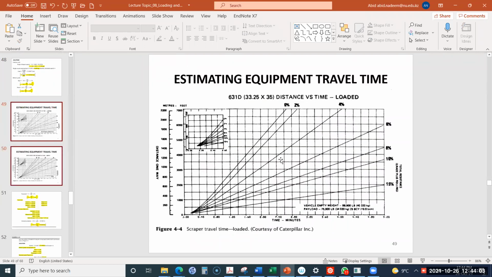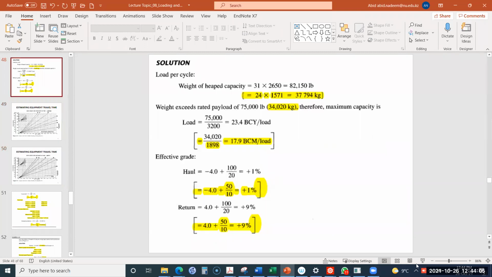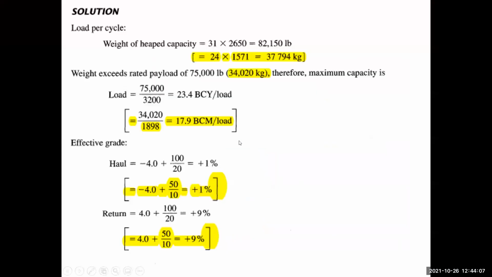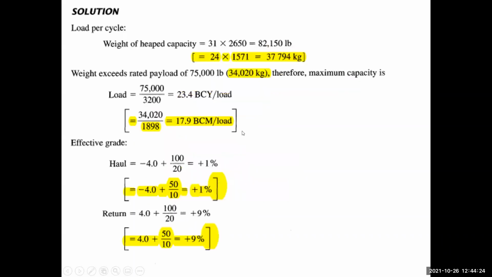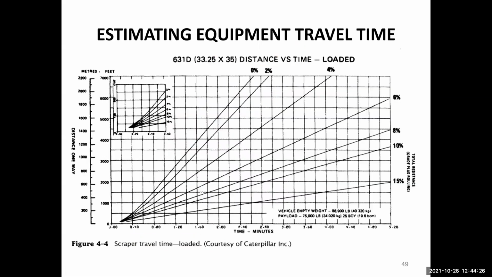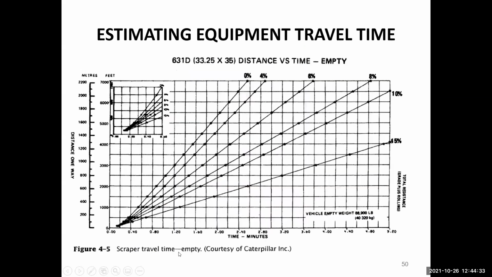Yes, these two slides, these additional slides. So now let me see that. Here we have a 2-axle tractor scraper whose travel time curves are shown in figure 4-4 and 4-5. So let's see the travel time curves. This is figure 4-4: the scraper travel time curve in the loaded situation, and then the scraper travel time in the empty situation.